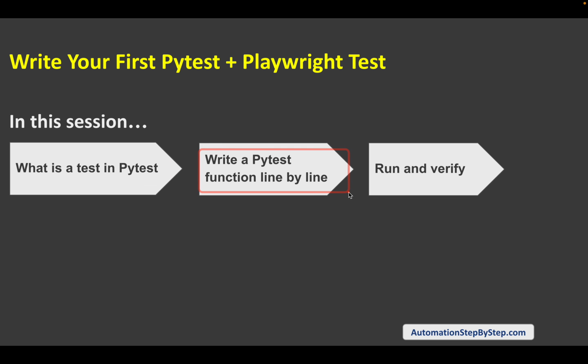So here I am going to write the code line by line and explain each and every line, so that whenever you write your test, or even if you get the test auto generated maybe from an AI tool, or you get your test from any online resource, you should be able to understand what is happening in the test. Okay, and then we will run and verify.